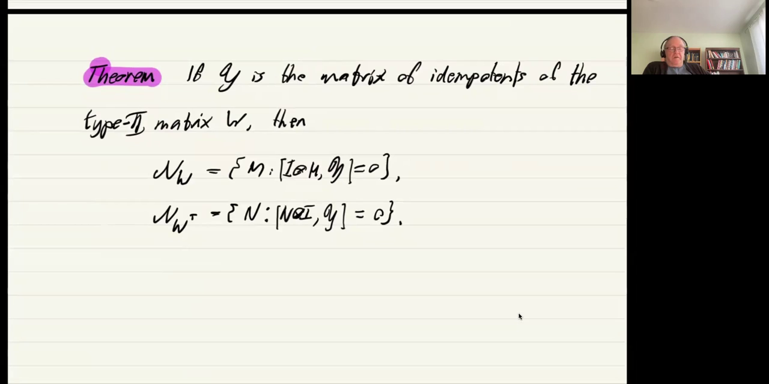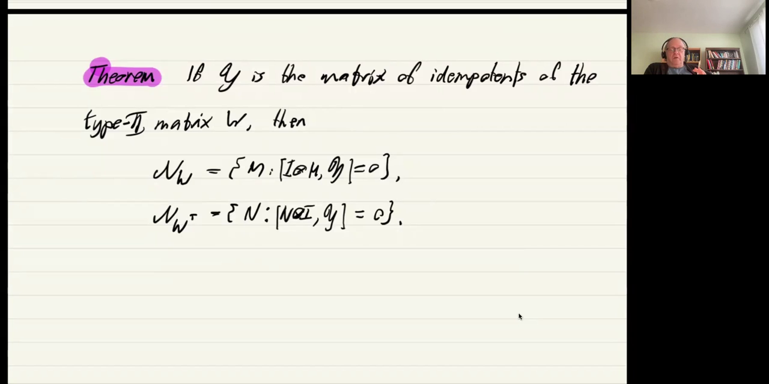Okay, so we have the following theorem. If Y is the matrix idempotent for a type 2 matrix W, then the Nomura algebra of W, so these are the matrices that have the column ratios of W as eigenvectors, consists of the matrices M such that I tensor M commutes with Y. And the Nomura algebra of W transpose is just the matrices N such that N tensor I commutes with Y.